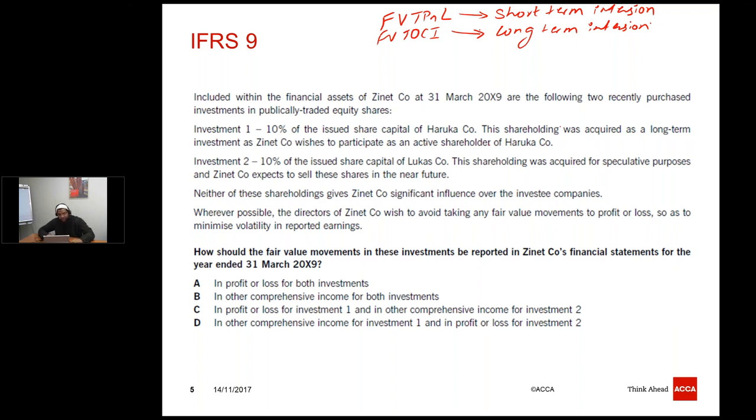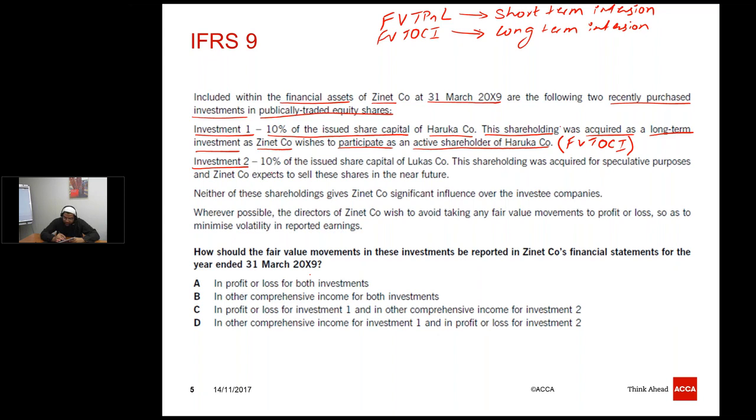The question is lengthy, so let's read it together. The question says that included within the financial assets of Zynet Company at 31st March 20X9 are the following two recently purchased investments in publicly traded equity shares. So we have recently acquired shares of two different companies. Investment 1 is 10% of the issued share capital of Haruka Company. This shareholding was acquired as a long-term investment as Zynet Company wishes to participate as an active shareholder. So if the intention is long-term, the category is going to be fair value through OCI.